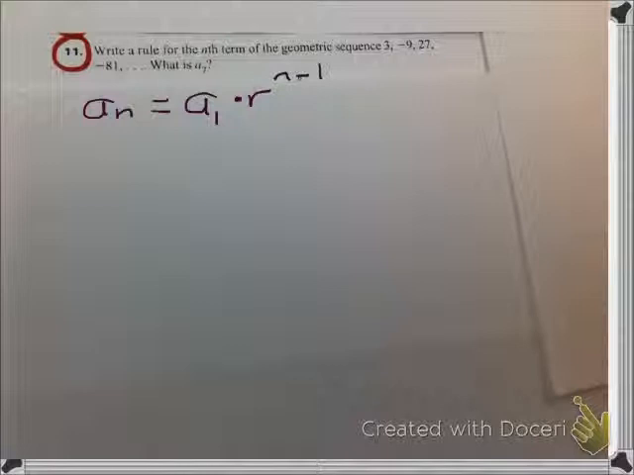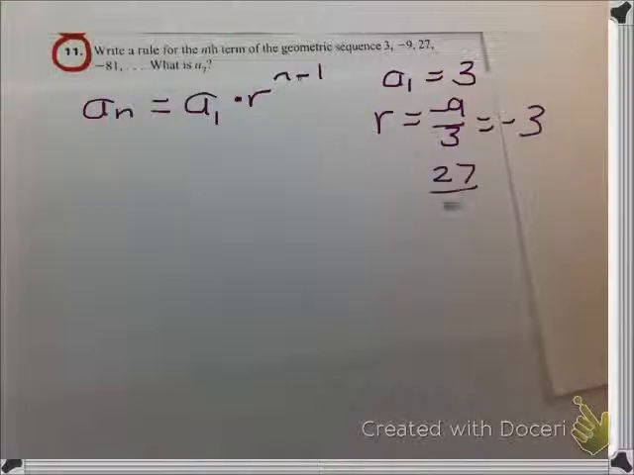Now, in order for you to work this out, you need to know who your first term is. Can we tell by looking at the sequence? Yes. Who's your a sub 1? 3. Can I figure out who my r is? Yes. How do I do that? Negative 9 divided by 3, which is negative 3. And then you would try one more. 27 divided by negative 9, which is still negative 3. So what's your r? Negative 3. Now all you do is plug it in.